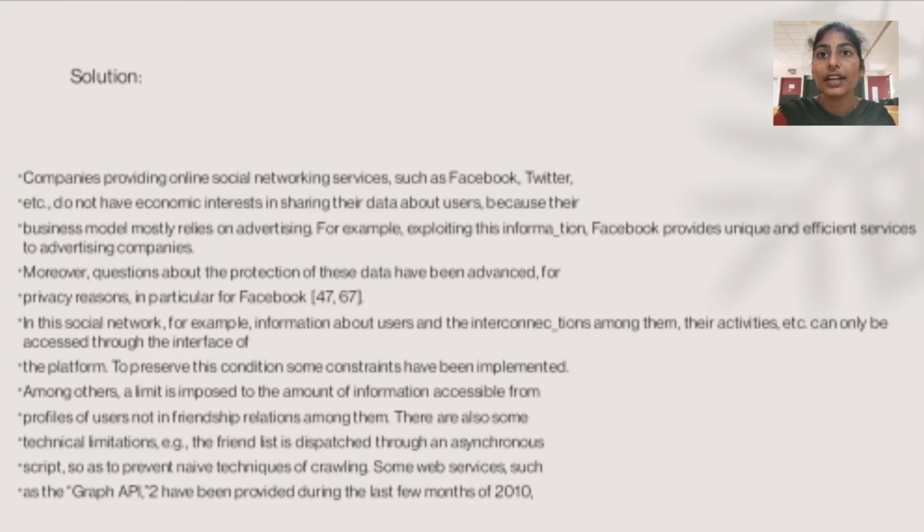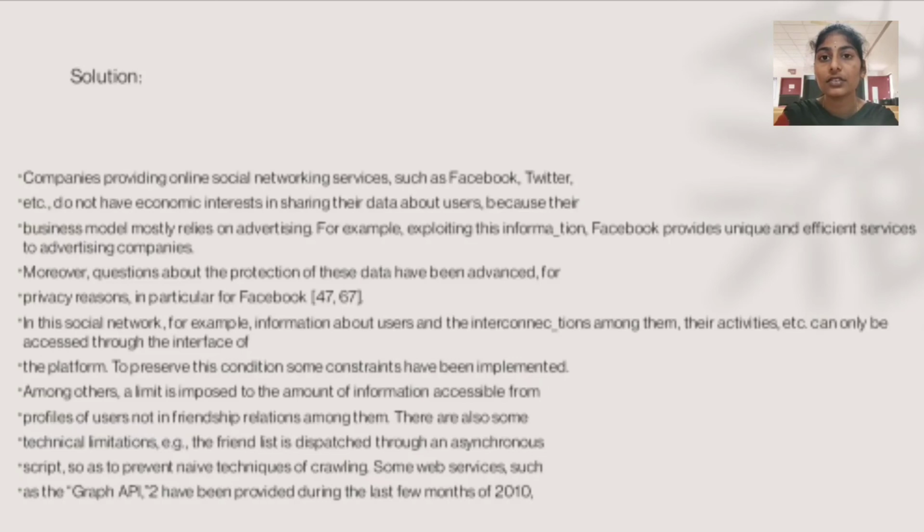Solution: companies providing online social networking services such as Facebook, Twitter, etc. do not have an economic interest in sharing their data about users because their business model mostly relies on advertising. For example, exploiting this information, Facebook provides unique and efficient services to advertising companies. Moreover, questions about the protection of this data have been raised for privacy reasons, in particular for Facebook.